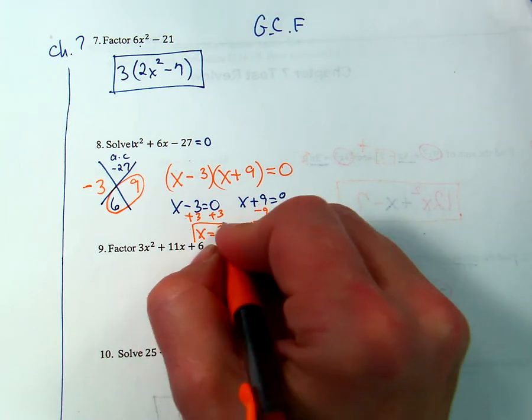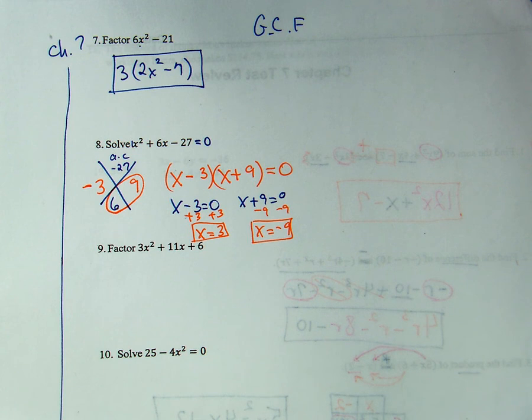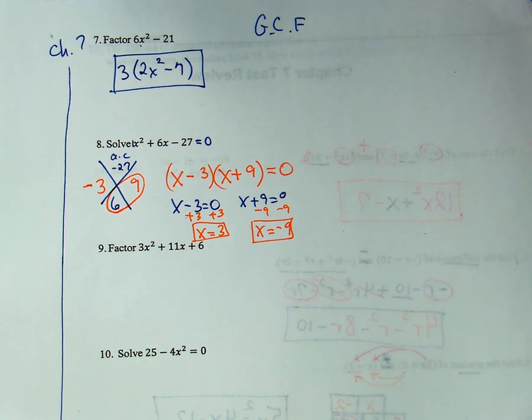So those are my two possible answers, or zeros of the function, or solutions, or x-intercepts. I want to make sure you get all those vocabulary terms in there for you. The other one is roots. So roots, zeros, solutions, or x-intercepts. Okay, factor 3x squared plus 11x plus 6.